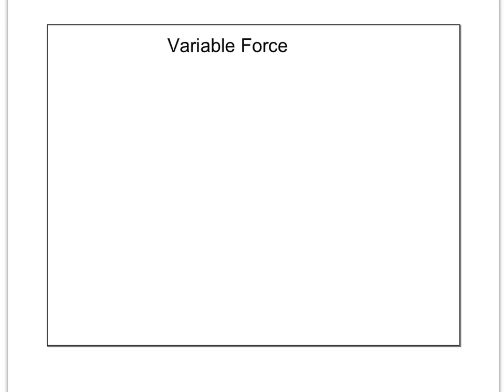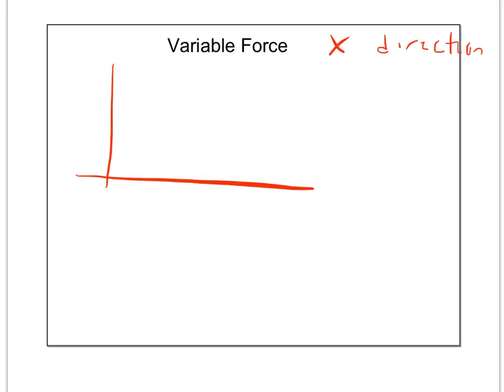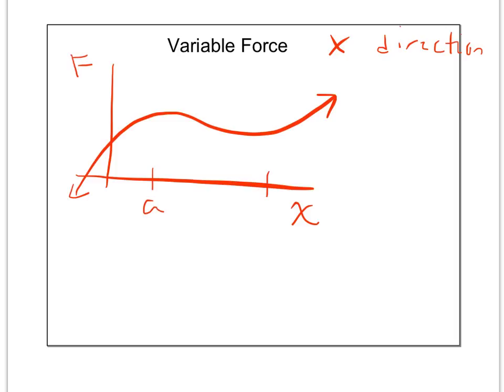So let's think about what happens when you have a variable force. Let's imagine that you have a force only in the x direction, and your force is varying with position. And if we want to look from A to B about the work done, well, we know that work has to do with force over a distance.